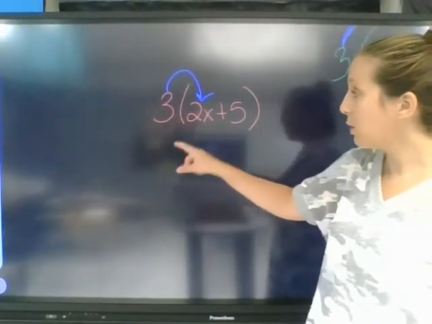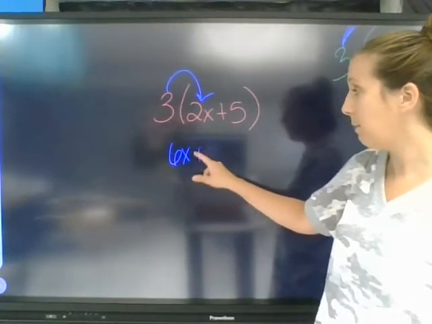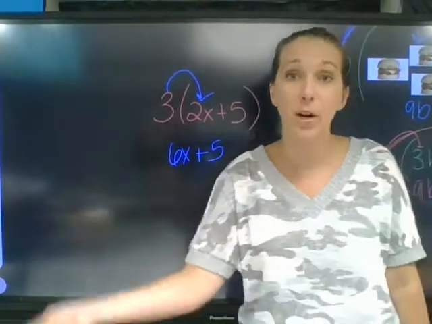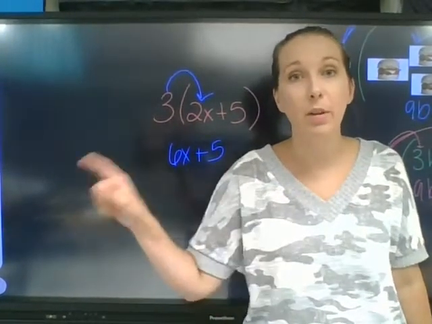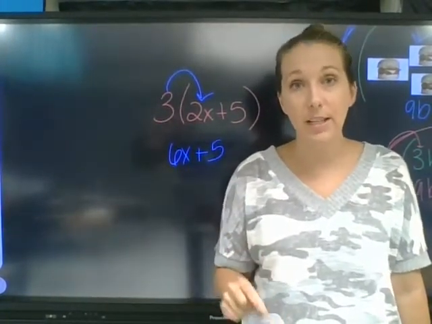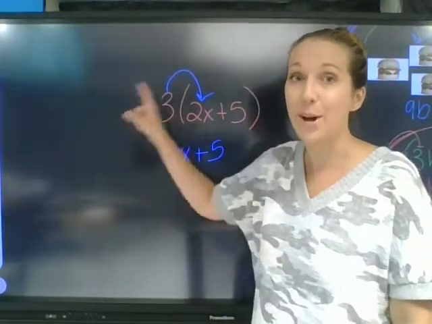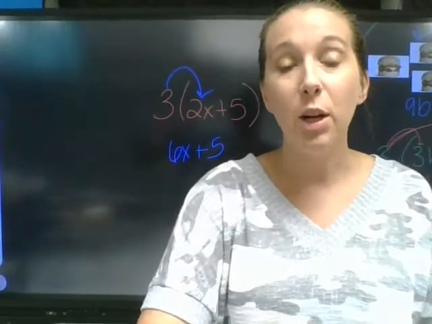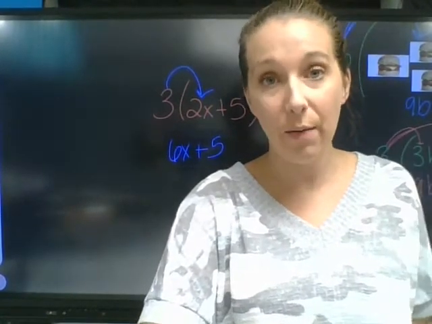We have 3 times 2x, which is 6x, and then plus 5. We multiply that outside number to the first term, but not every term. Every term in the parentheses has to be multiplied by whatever is on the outside. So make sure that with distributive property you multiply the outside number to everything on the inside.